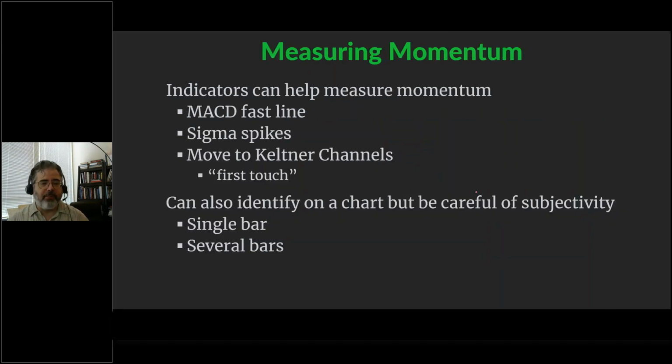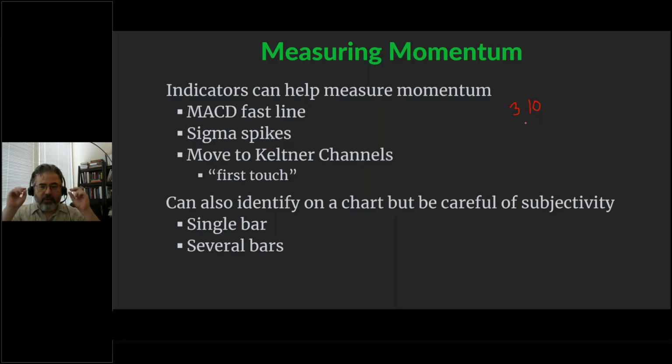How do we measure momentum? Some indicators are very helpful here. And one is the MACD fast line. And for those of you who have not seen my work, the tool that I find particularly useful is a MACD that uses these settings, 3 and 10 for the fast line. These are not the typical settings, but this is a setting that was used by a charting service back in the 1980s, I think maybe even back in the 1970s.